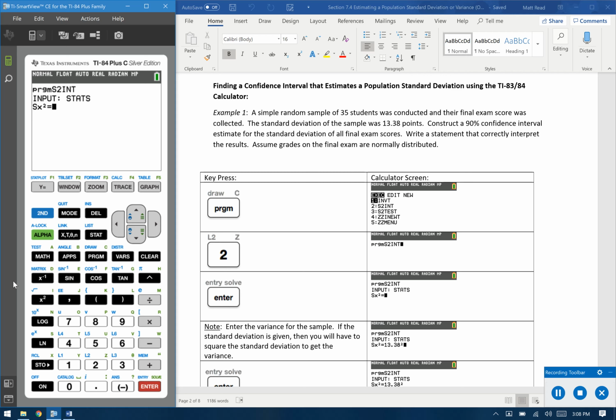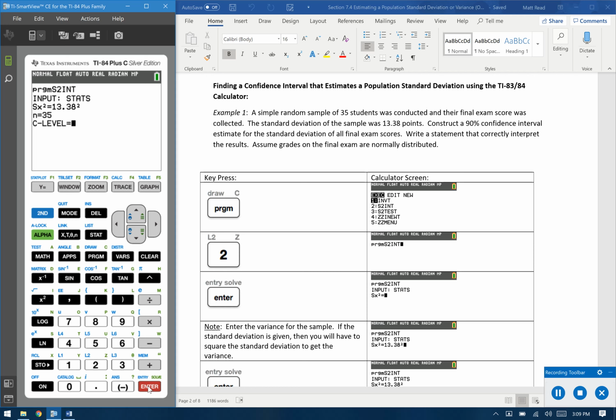Now it's asking us for the sample variance. We know it's a variance because of the power of 2. Keep in mind they give us the sample standard deviation of 13.38, and we'll simply press the square key afterwards to change that into a variance, then press enter. The value of n is next, and that's 35.